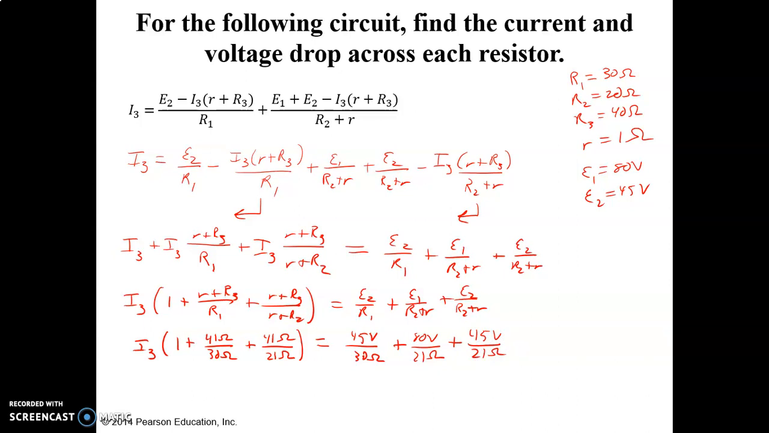Now if I simplify this, here's what you get. You get that 4.319 times I3 is equal to 7.4524 amps, which means if you divide by 4.319 on both sides, you get that I3 is equal to 7.4524 divided by 4.319, which gives you 1.725 amps.